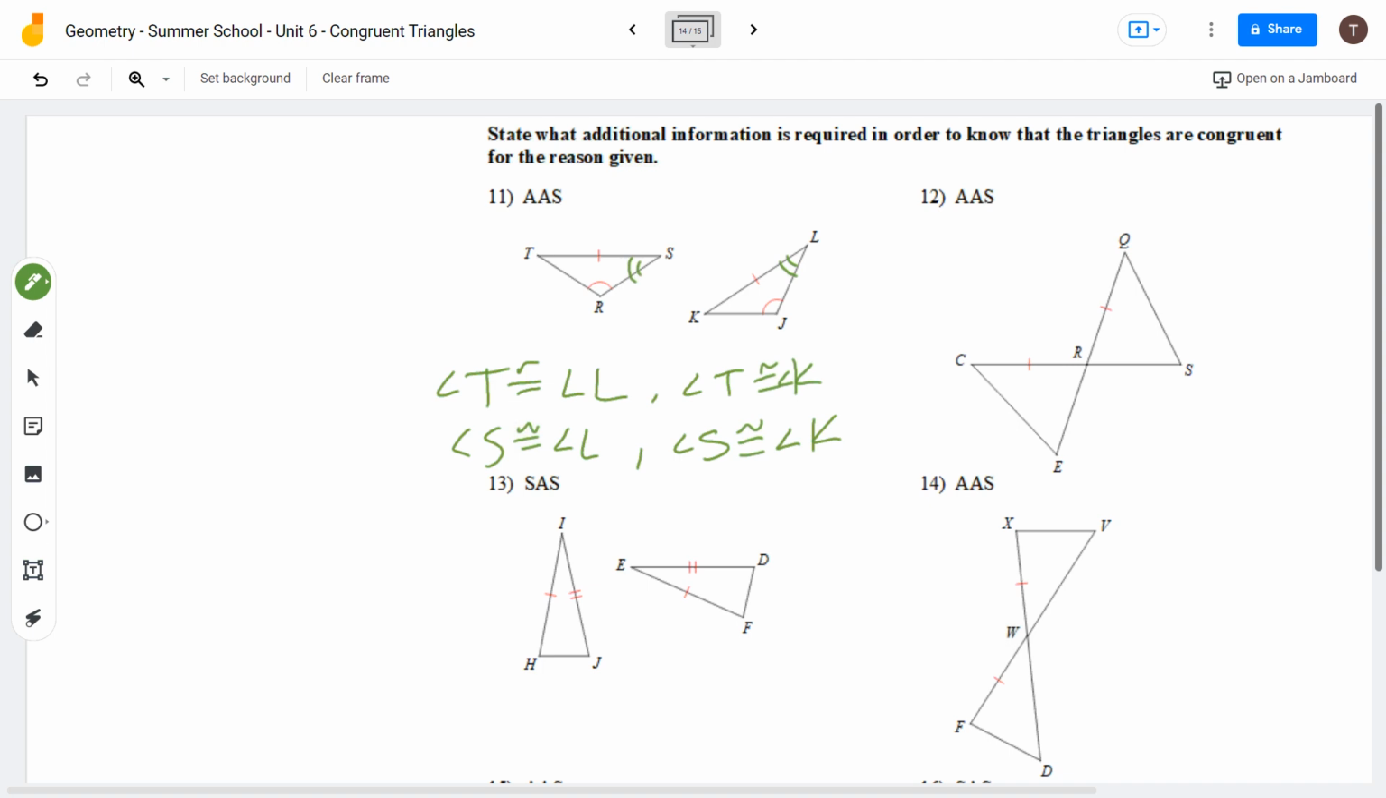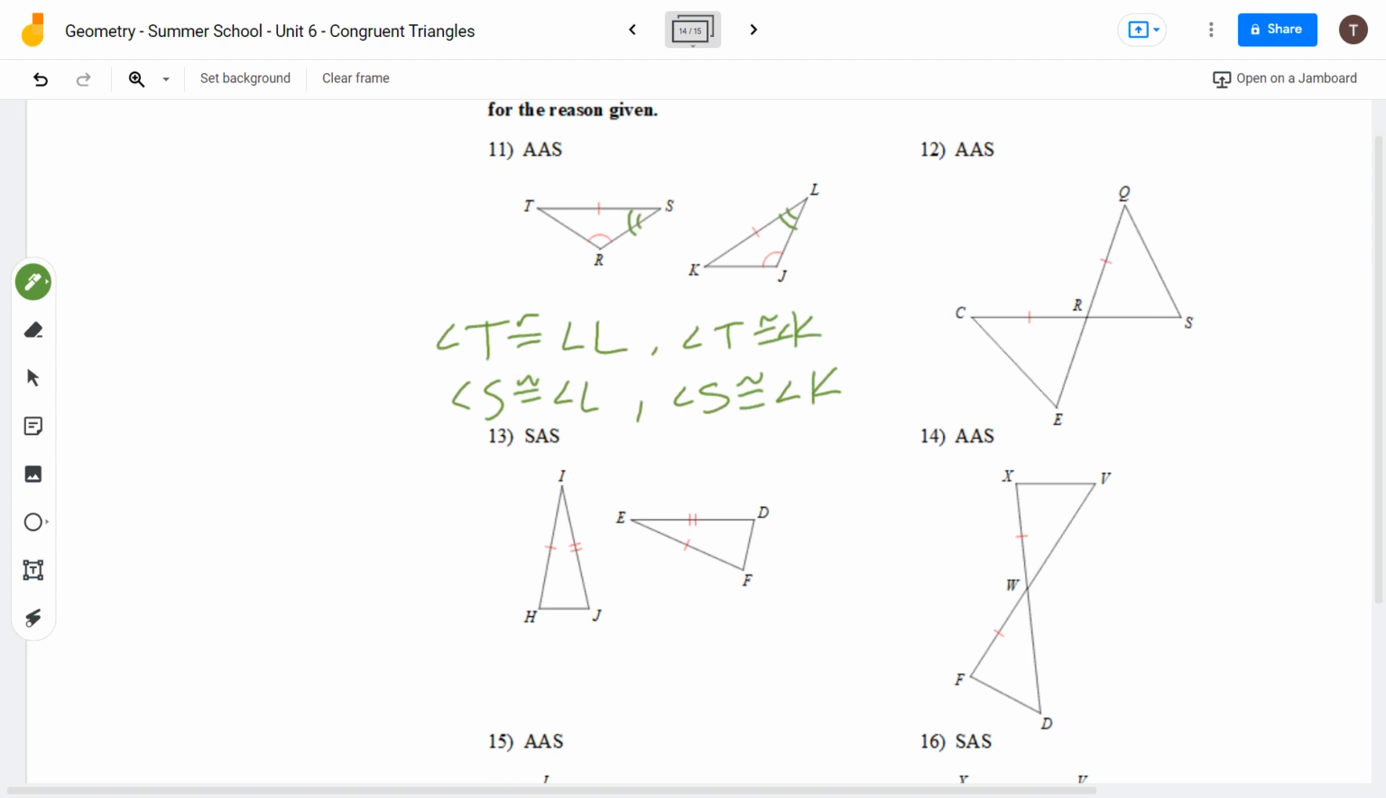For number 13, side, angle, side, I have my 2 pairs of sides that I know are congruent. The A is between the S's, so I would need this angle congruent to this angle. So I would need to know that angle I is congruent to angle E.